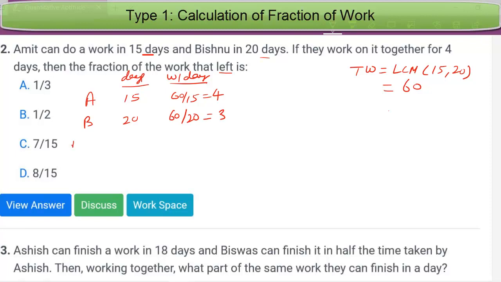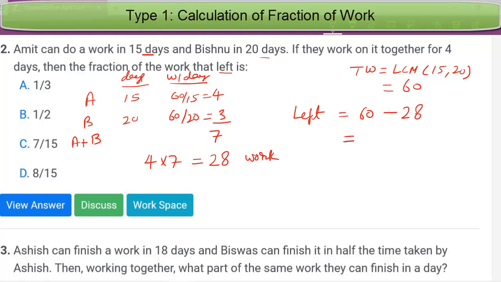So basically if you say the work per day for A plus B, that comes out to be 7. 4 plus 3, that is 7. So 7 work they are doing per day, and they have worked for 4 days. So in 4 days they will do 4 into 7, that is 28 work. 28 units of work they have done in 4 days. And if you calculate how much work is left, the work left is equal to 60, the total work, minus 28, so that is equal to 32. So 32 work is left out of 60.